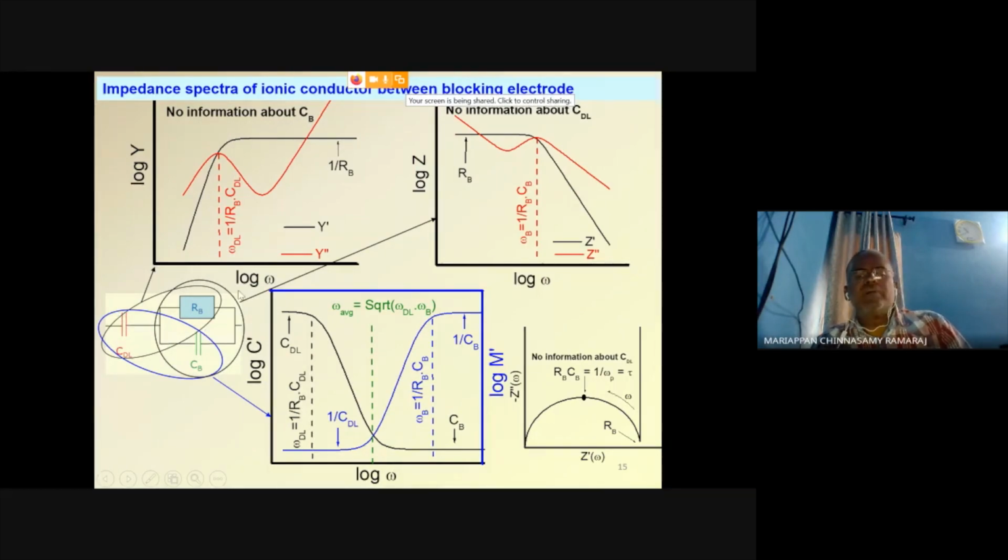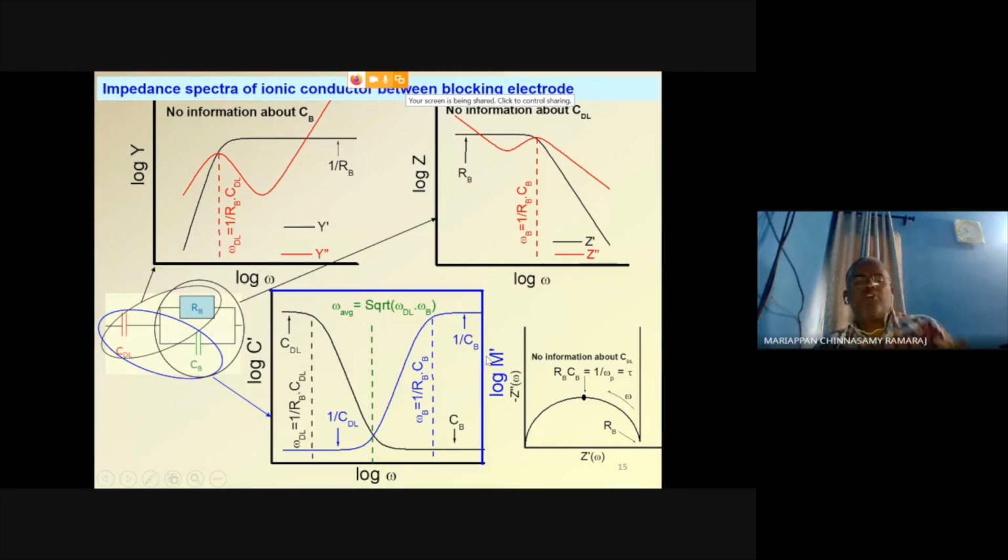By representing the data as complex impedance, you get the semicircle. From the semicircle, you can find the true bulk resistance. Once you know the relaxation peak frequency, we can find the capacitance as well. The resistance and the capacitance of the bulk material can be estimated. In the DC method, you cannot find the bulk capacitance simultaneously. This is the advantage of this technique.